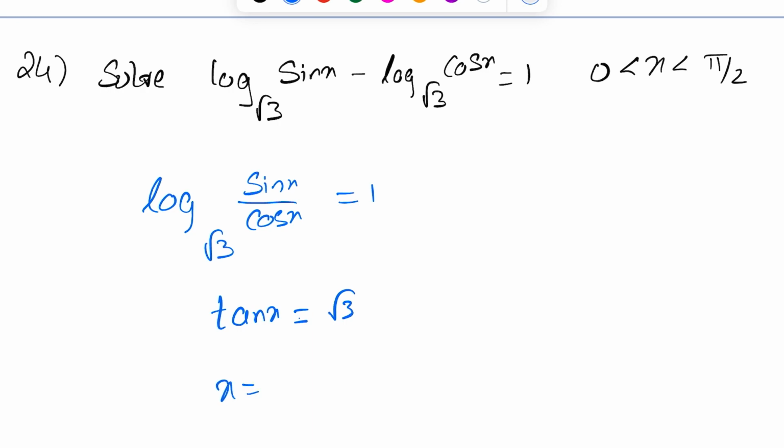So x equals to tan inverse root 3. So tan inverse root 3 is nothing but how much? Pi upon 3. Because it lies between 0 to 90, so pi upon 3 is going to be the answer. That's question number 24. Now come to question number 25.